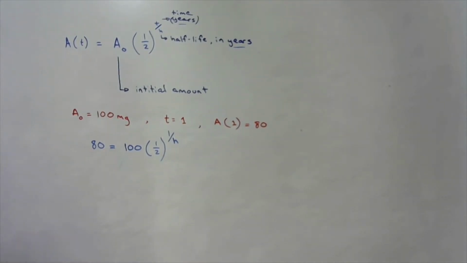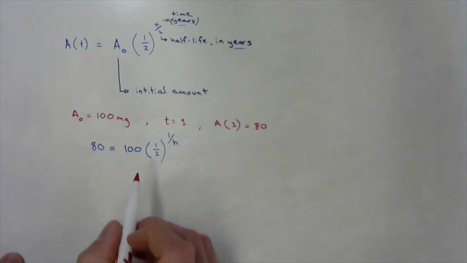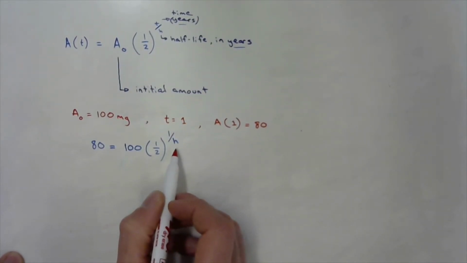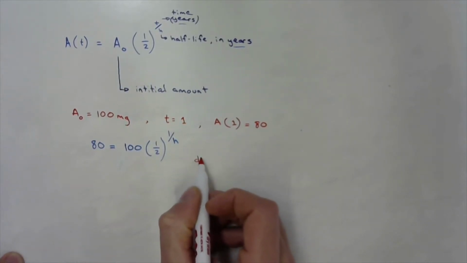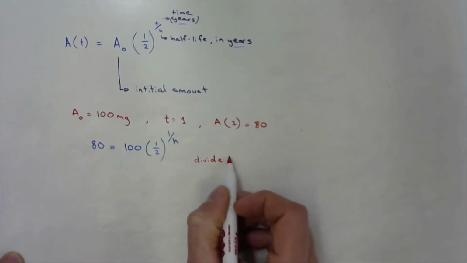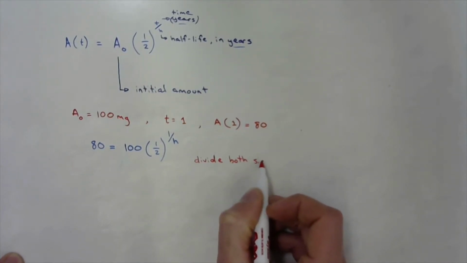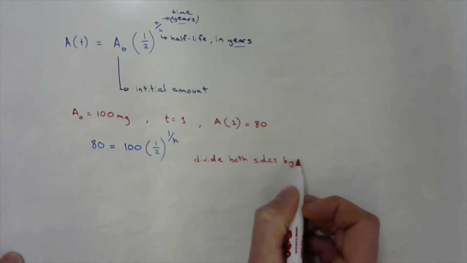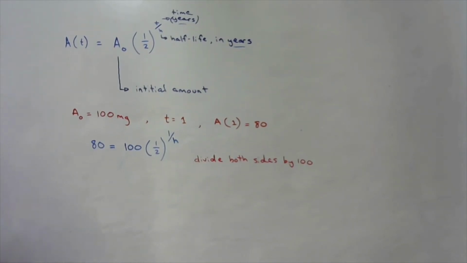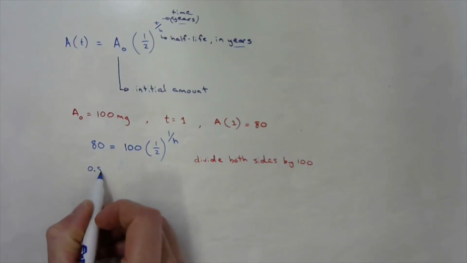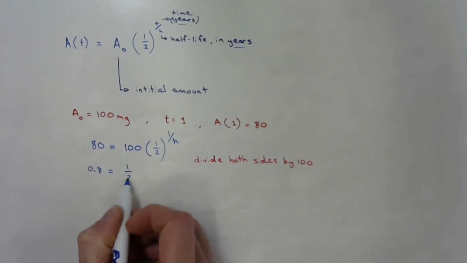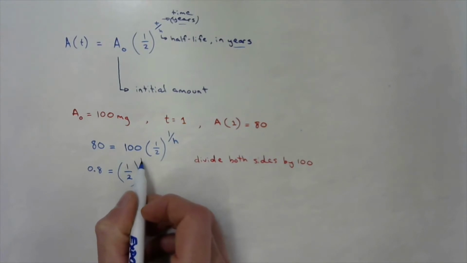Carrying on, what do we do first? Starts with basic algebra. What's the easiest thing I'm going to do? I'm trying to figure out what h is. Well, you can factor. Actually, no, you can't. Can you factor 100 out of both sides? I can divide both sides by 100. Okay, on the left that leaves me with 80 over 100, which is 0.8. And on the right, we now have 1/2 to the power of 1 over h.